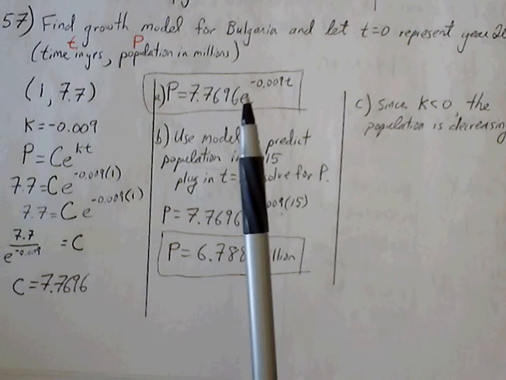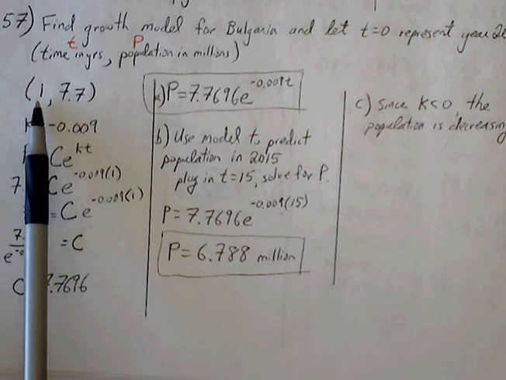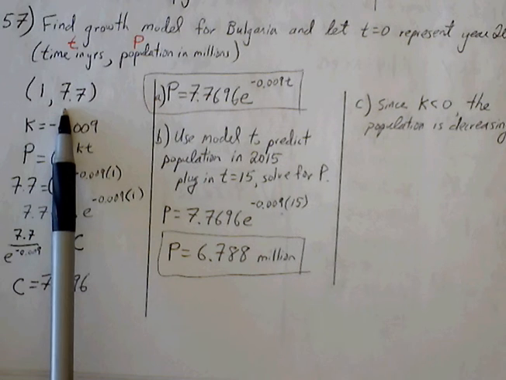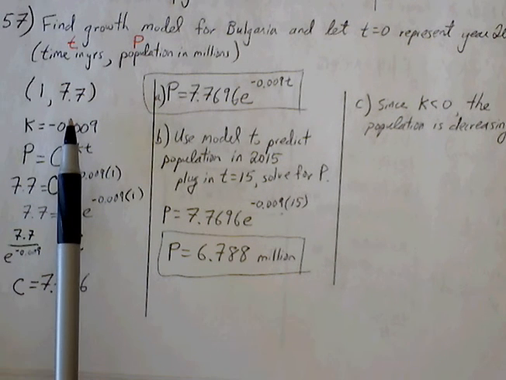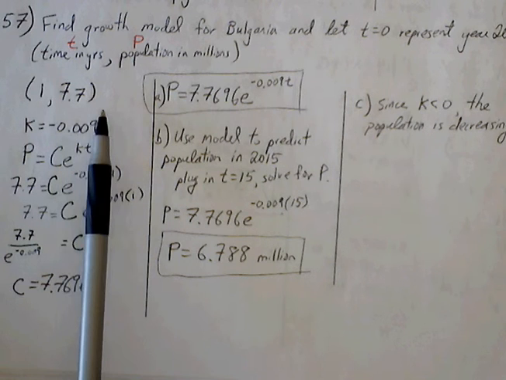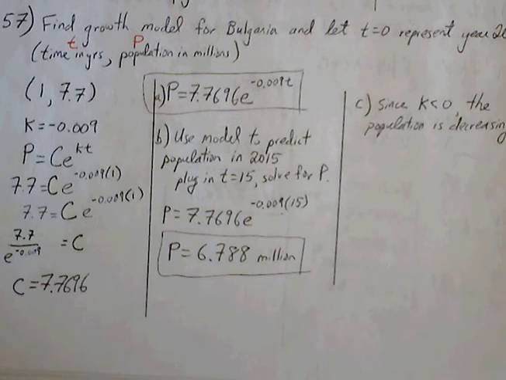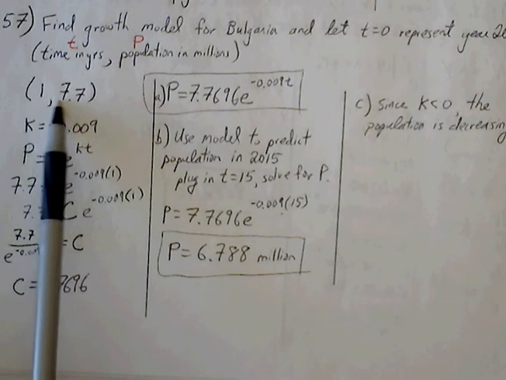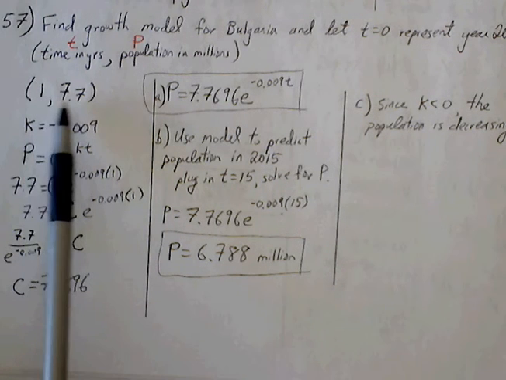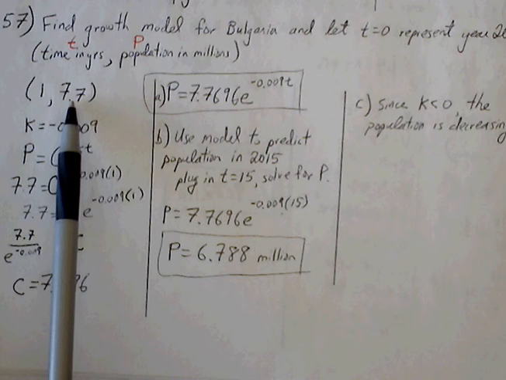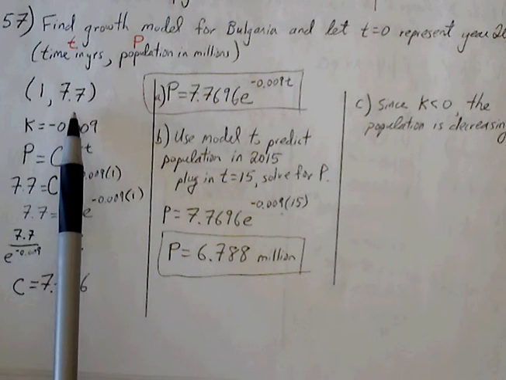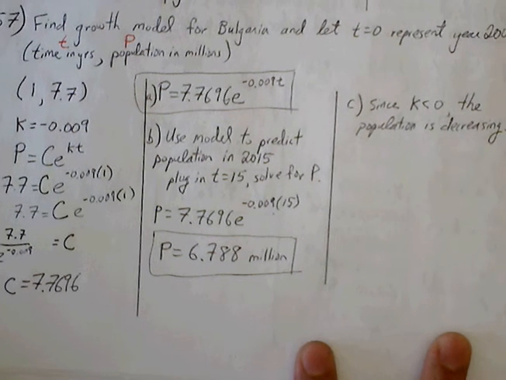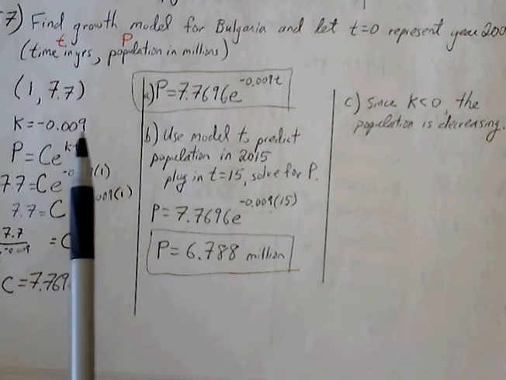Now the table does give us provided information that in 2001 there are 7.7 million people in the population. We know that t is equal to 0 can help us find the growth rate. So we don't have enough information to find c, but we do have an ordered pair that we can use to solve for k first. Okay, actually in this case our k value is provided for us, negative 0.009, sorry. So we're going to go ahead and solve for c.